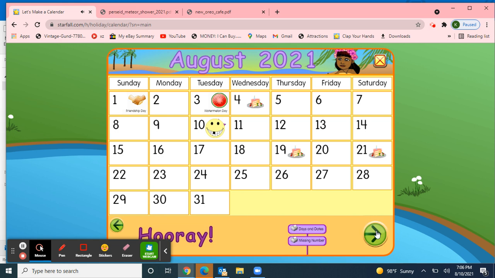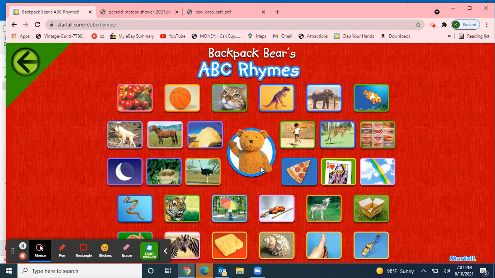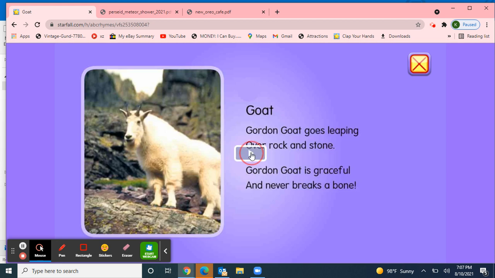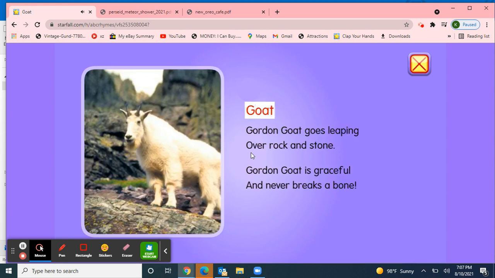I want to use Starfall for one more activity. Our letter this week is letter G, so I'm going to move to the ABC rhymes, and let's see what picture they have for letter G. A goat. Goat. Gordon Goat goes leaping over rock and stone. Gordon Goat is graceful and never breaks a bone.